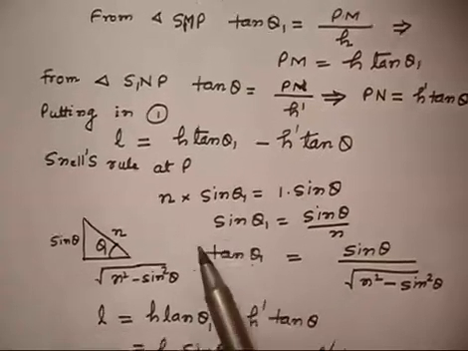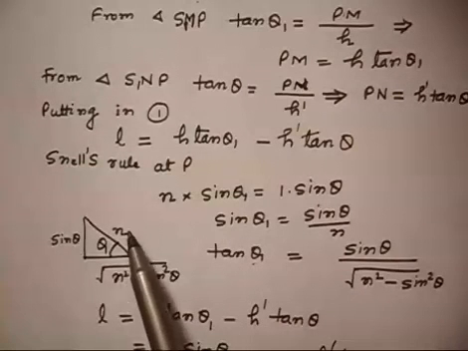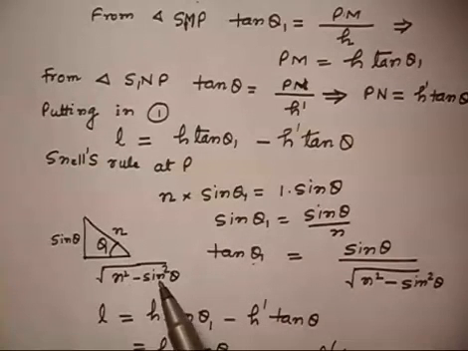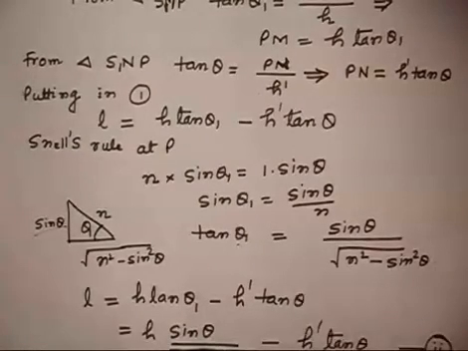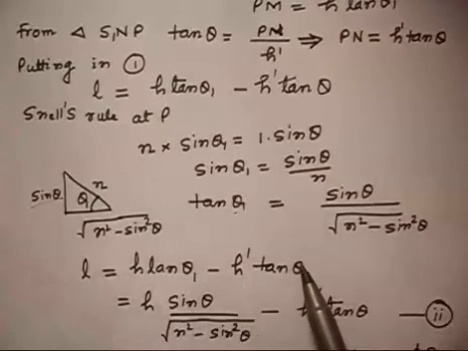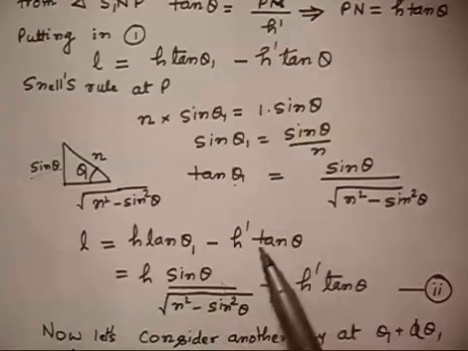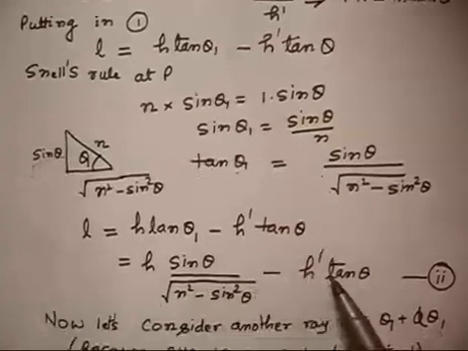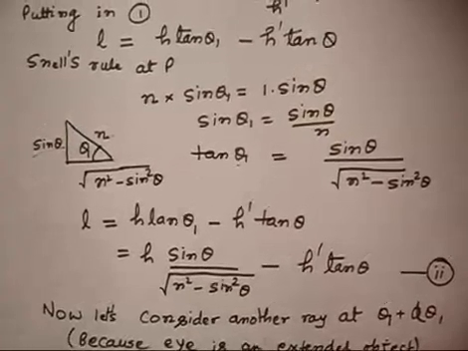Sin theta 1 is sin theta by n, so this height is the square root of n square minus sin square theta. So tan theta 1 becomes this height divided by this base, that is sin theta divided by the square root of n square minus sin square theta. Now this L will be h tan theta 1 minus h dash tan theta. From here I can put the value of tan theta 1. So this is the lateral shift L. Okay, put the value and let us copy this one, and then we'll discuss next.